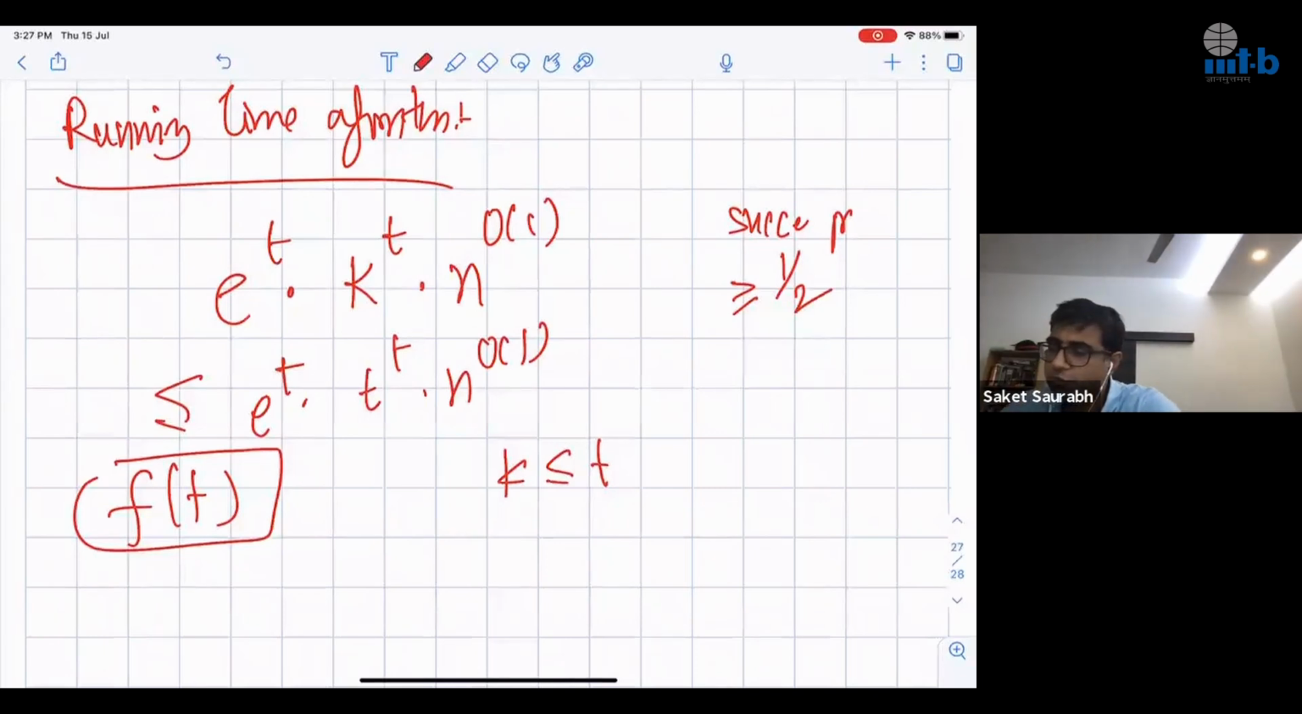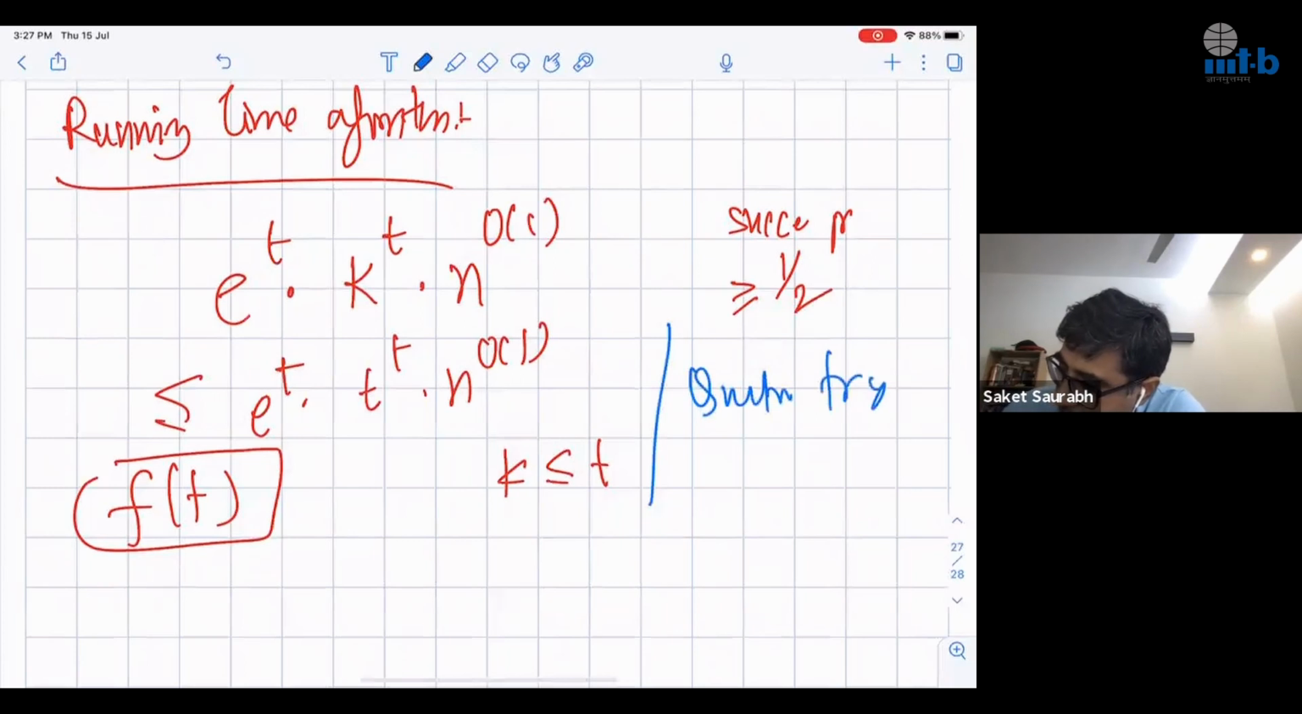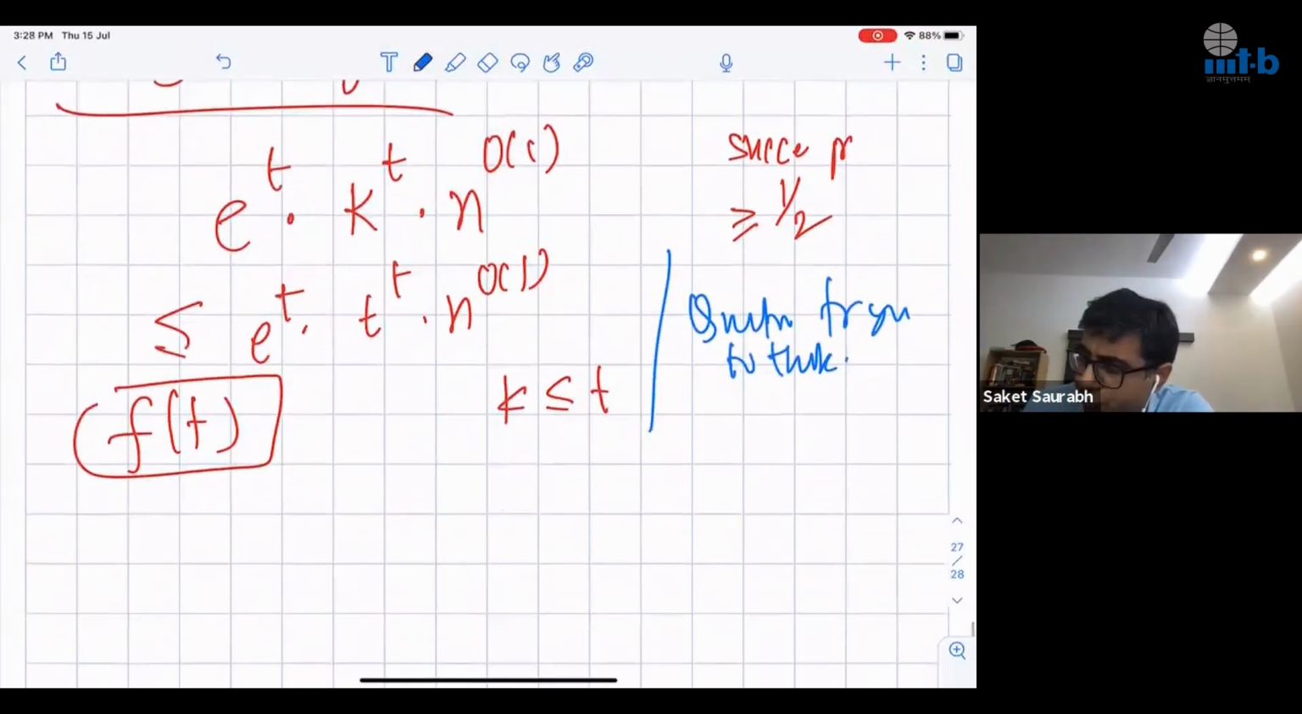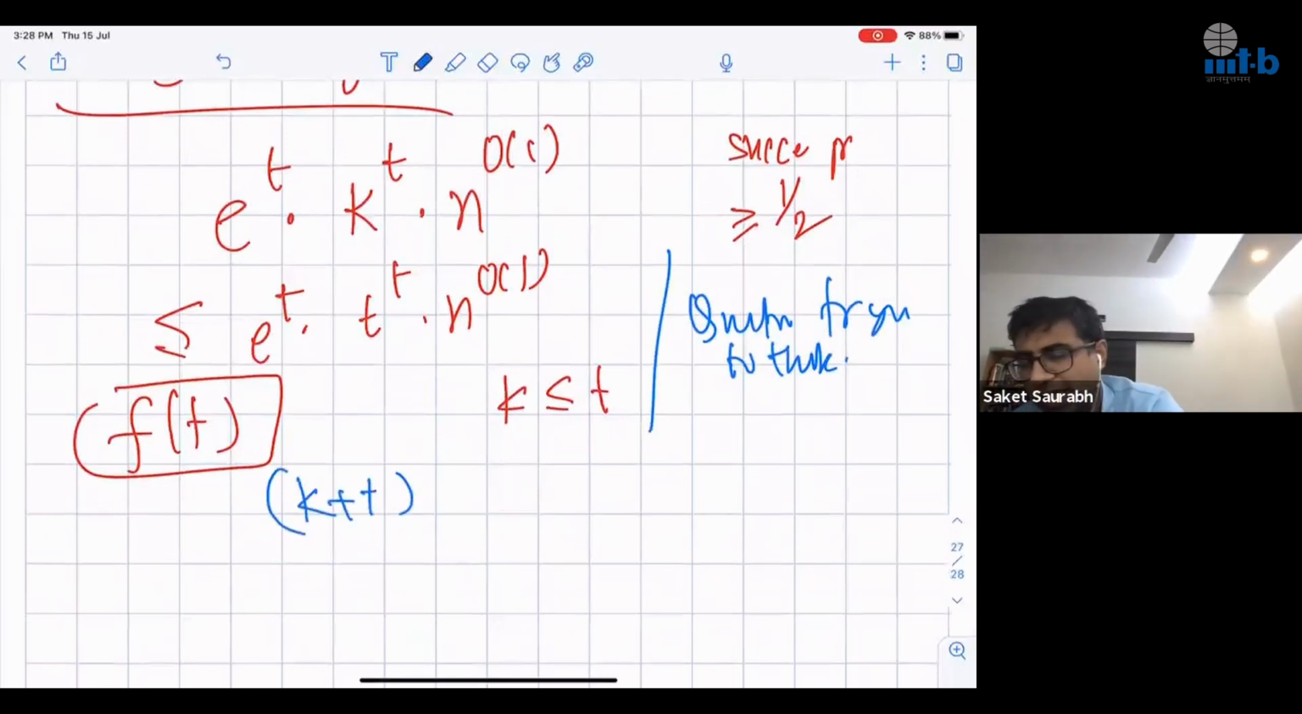This is a question for you to think. But for sure, this is an FPT algorithm parameterized by k plus t. But this is a very simple exercise. This is why I left it. And for us, this is good enough, right?